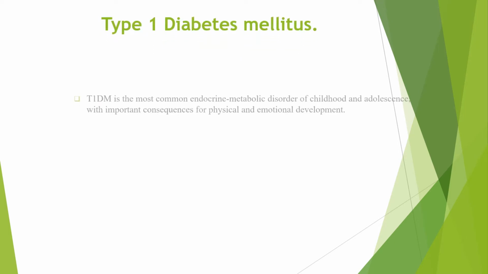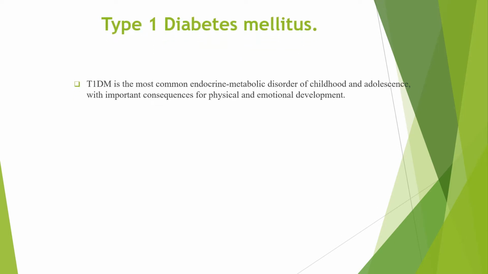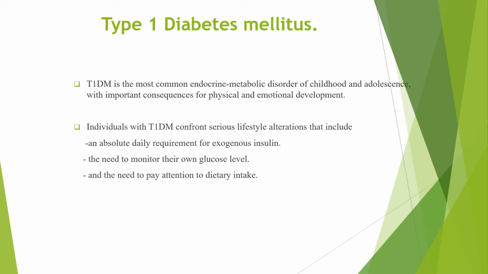When we see type 1 diabetes mellitus, type 1 DM is the most common endocrine metabolic disorder of childhood and adolescence, with important consequences for physical and emotional development. Individuals with type 1 DM confront serious lifestyle alterations that include an absolute daily requirement for exogenous insulin, the need to monitor their own glucose level, and the need to pay attention to their diet.